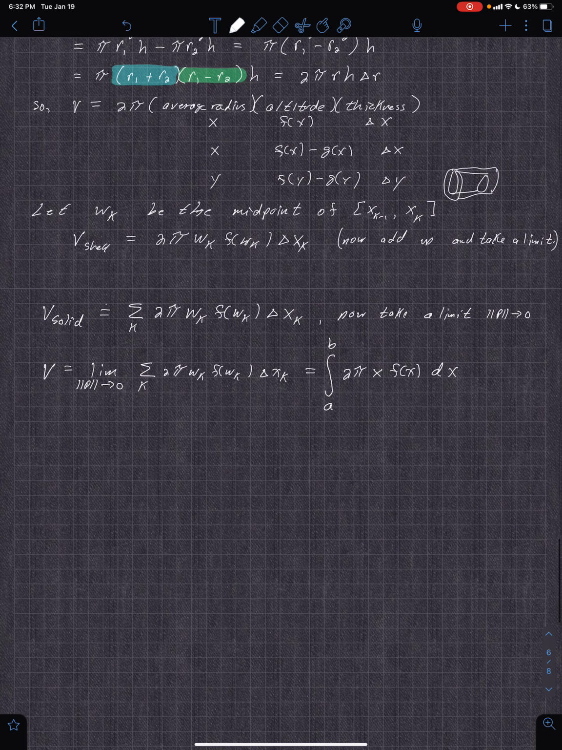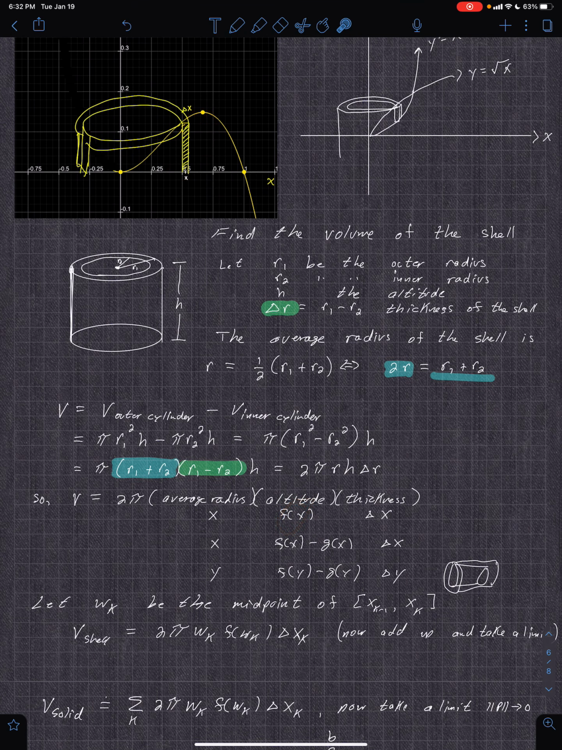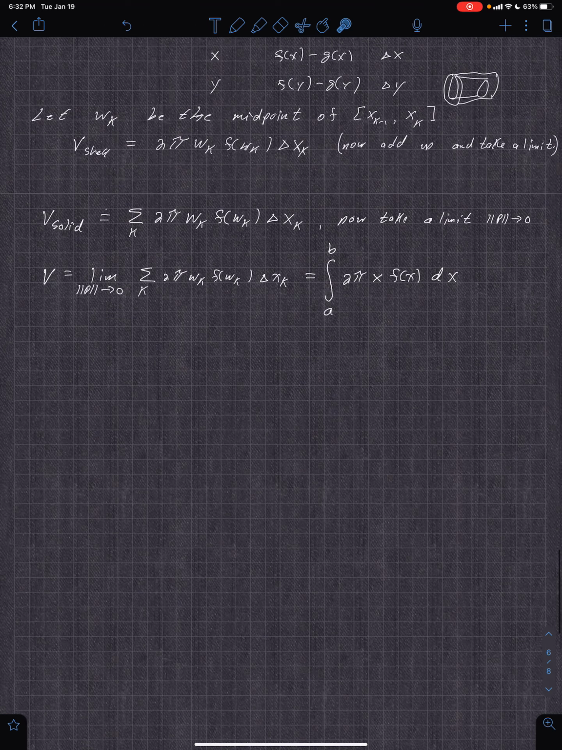Now that's the first case, right? That's just if you have an altitude, so that's like this one. The height is just your f of x. But if it's this case, then you have a top and a bottom. So you can write the volume as that difference: the integral from a to b of 2 pi x times f of x minus g of x dx. Okay, so that's your altitude.